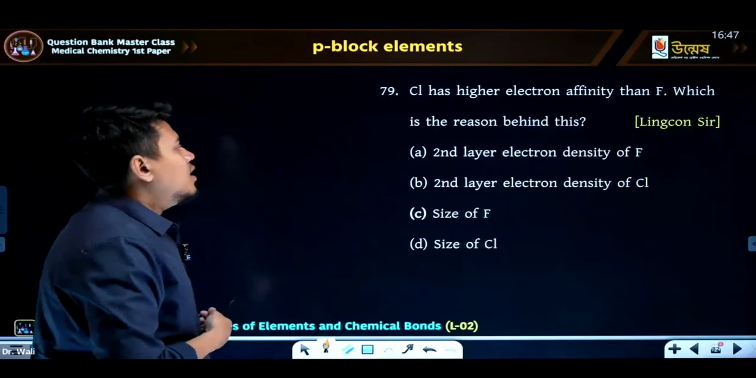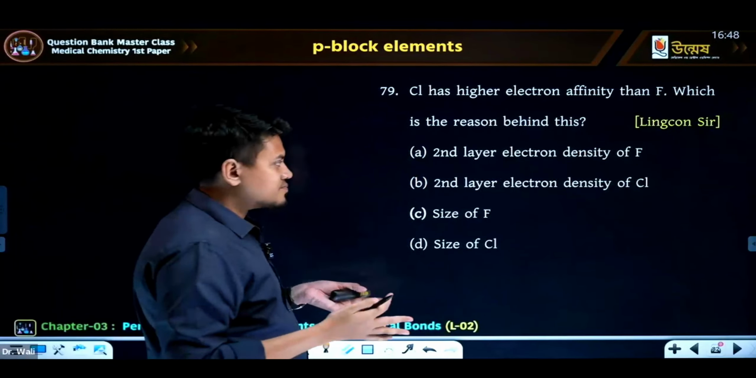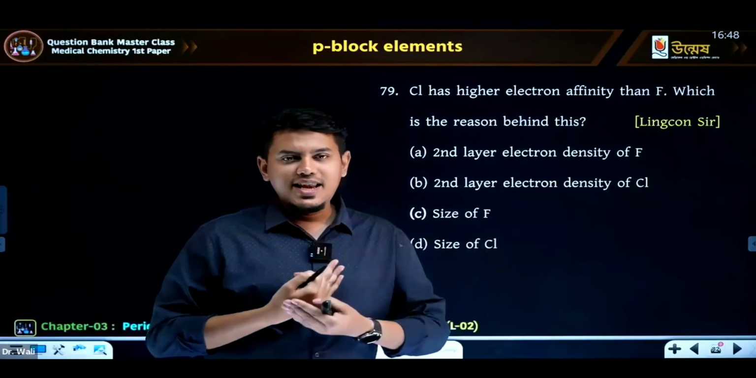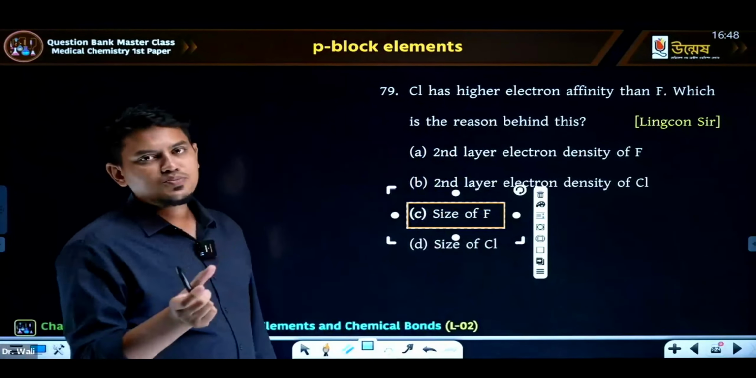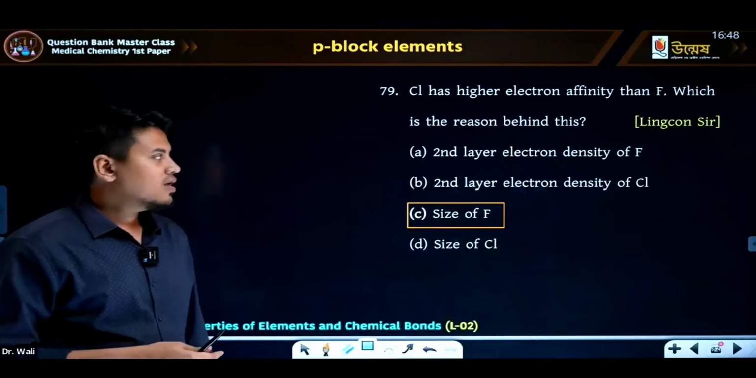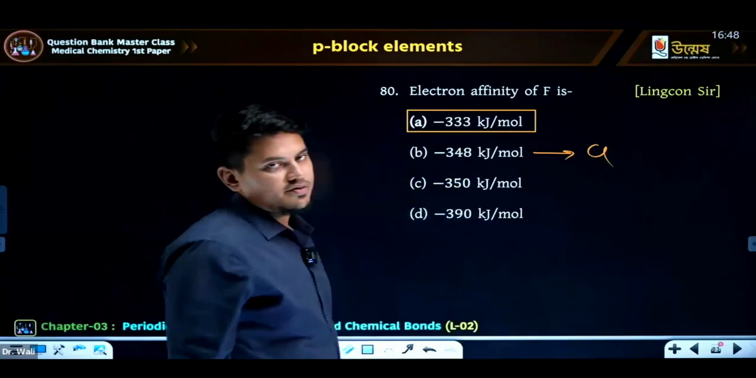as luxury goods, right? Chlorine has higher electron affinity than fluorine. Which is the reason behind this? Because the second layer is larger, and that's why it got lesser electron density, right? So the correct answer should be the size. Size of fluorine is very small. That's why it repels electrons. That's why electron affinity gets reduced. Electron affinity of fluorine is less than chlorine, which is -333, and -348 is the electron affinity of chlorine.